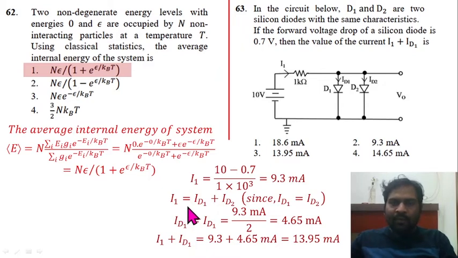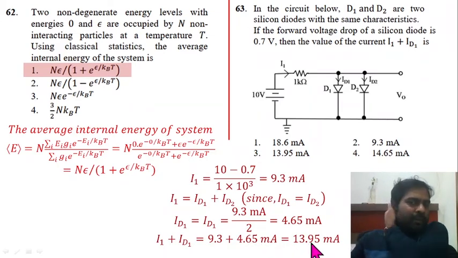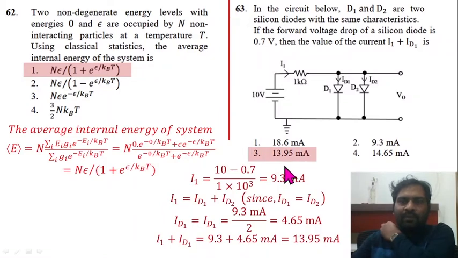I1 equals ID1 plus ID2. It will be equally distributed in these two, so your value will be 4.65 milliampere in each of the two diodes. It asks I1 plus ID1, so just find I1 plus ID1, which is 9.3 plus 4.65 milliampere, equal to 13.95 milliampere. So option number 3 is correct.